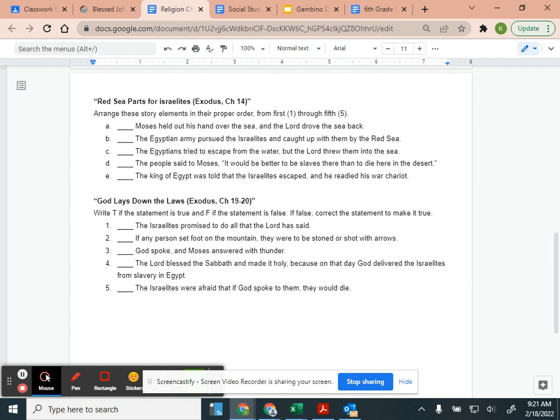With that, we're going to put the elements in order. So Moses held out his hand over the sea, and the Lord drove the sea back. The Egyptian army pursued the Israelites and caught up with them by the Red Sea. The Egyptians tried to escape from the water, but the Lord threw them into the sea. People said to Moses, "It would be better to be slaves than to die here in the desert." And the king of Egypt was told that the Israelites escaped, and he readied his war chariot.